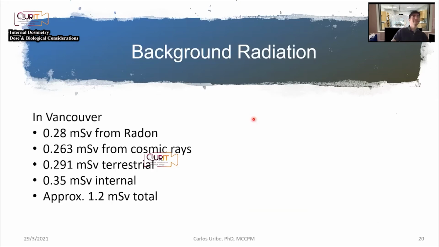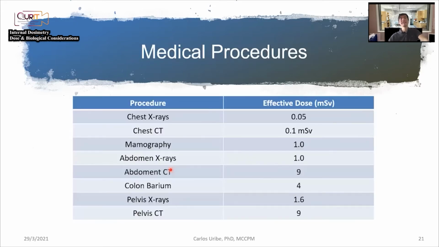And then I'm just breaking it down a little bit. We can expect 0.28 millisieverts from radon, 0.26 millisieverts from cosmic rays, 0.3 millisieverts from the Earth, 0.35 millisieverts from internal sources, something that you ingest, like bananas, and approximately 1.2 millisieverts in total. This is for Vancouver. In terms of medical procedures, now these are not natural sources.